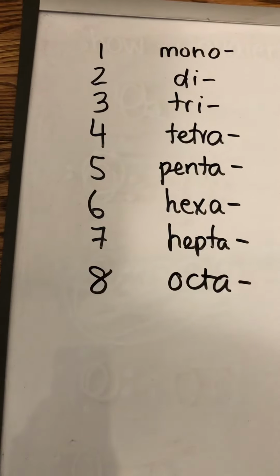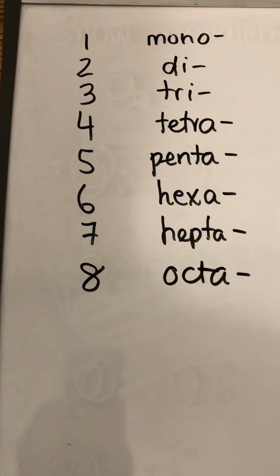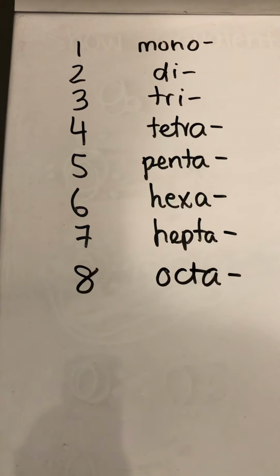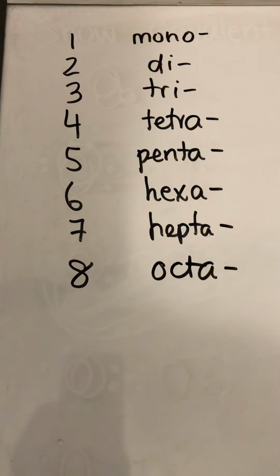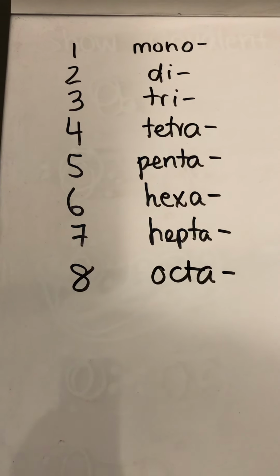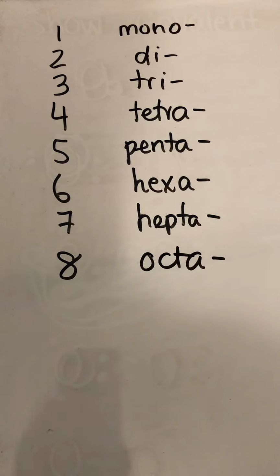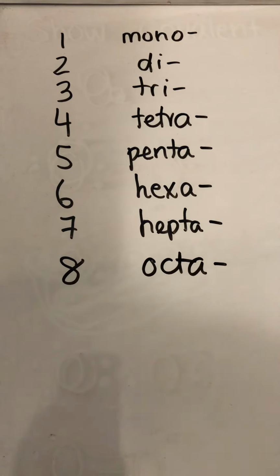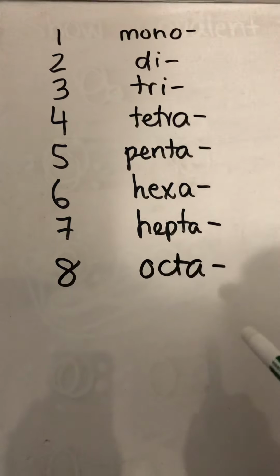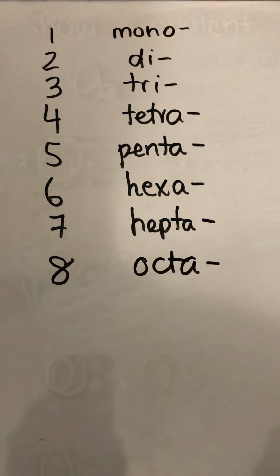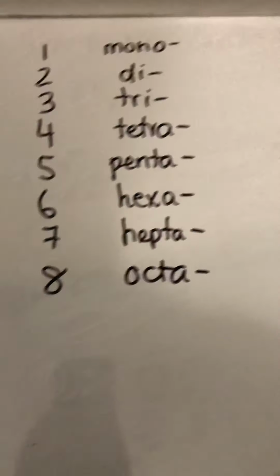And naming molecular compounds requires two things. So you have to name the element, change the ending of the name of the second element to "-ide", but you also have to include prefixes to indicate how many atoms of each element are bonded.